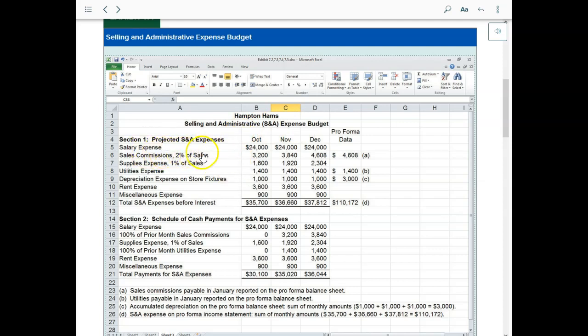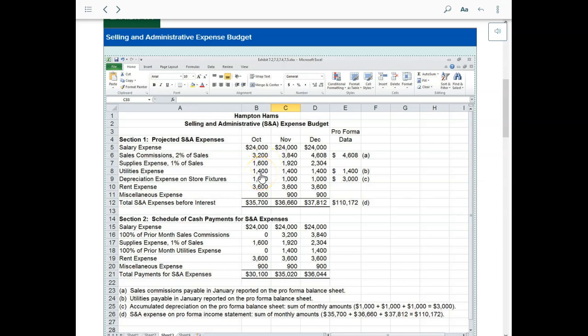So projected selling administrative expenses. They think, well, we're going to have salary expense, 24 each month. Sales commissions will be 2% of sales. Okay, so 2% of sales. So whatever our sales were in October, 2% of that will be commissions. Supplies expense, they think it's going to be 1% of sales. So remember, we had $160,000 of sales for October. That's what the expected sales. And so that's going to help us determine commissions and supplies expense.